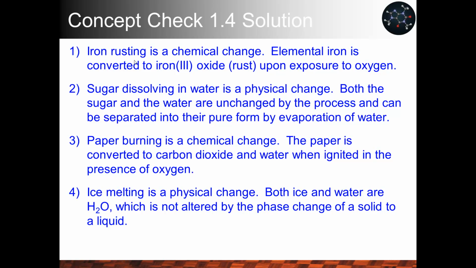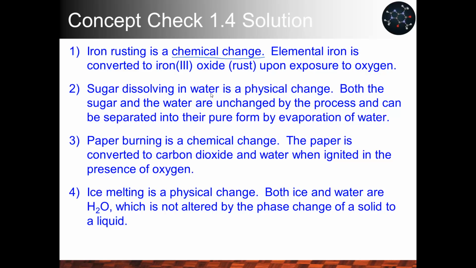So rusting, you take a piece of iron and it rusts. You can heat that up, cool it back down. It's not going to turn back into iron anymore. It's going to be rust. It's going to have the properties of rust, which is flaky and powdery, instead of the properties of iron, which are metallic and stays intact and together. That's a chemical change. It's changed and it won't change back.